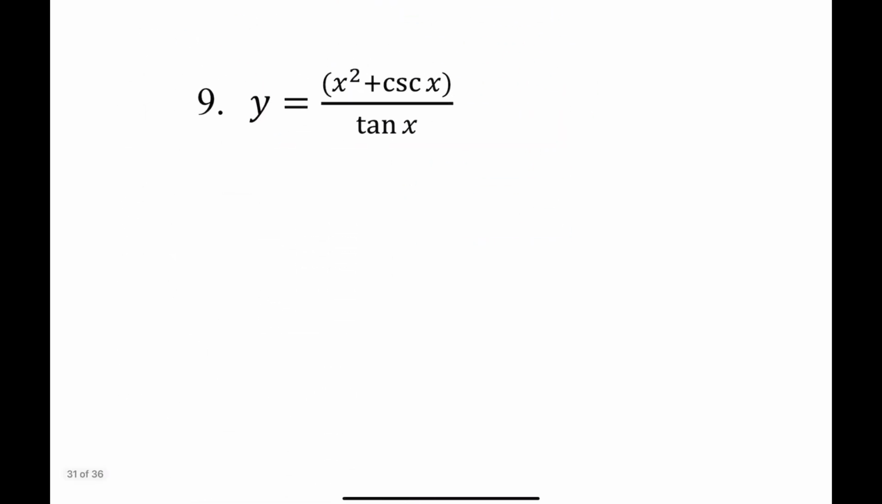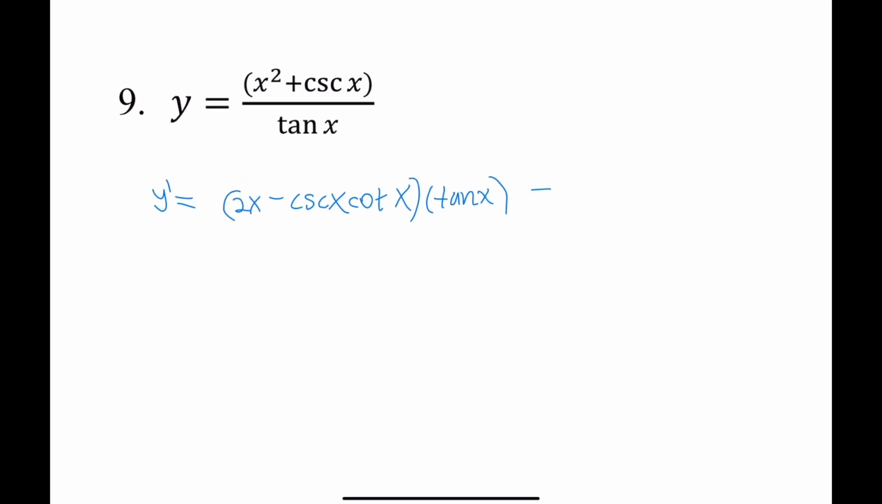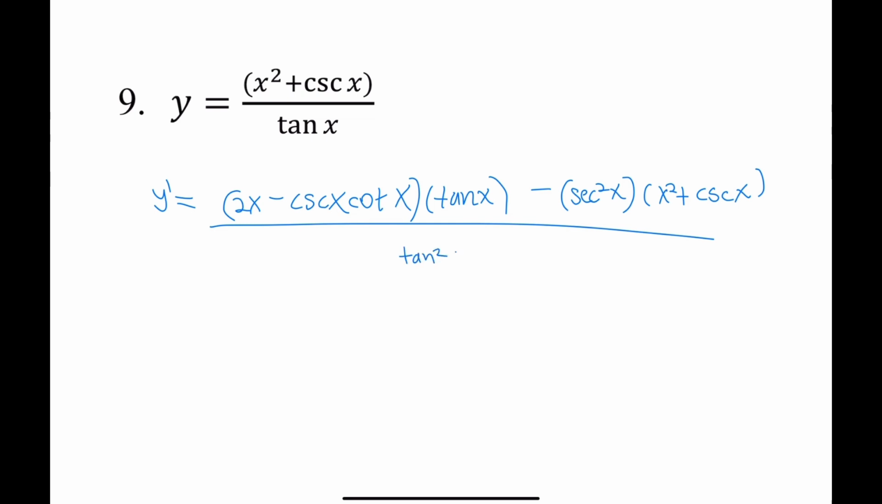Number 9, we have y equals x squared plus cosecant x all over tangent x. So y prime would mean 2x plus the cosecant x derivative, which would basically be negative cosecant x cotangent x, right? And then multiply that by tangent x right here, and then minus secant squared x times x squared plus cosecant x, all over tangent squared x.